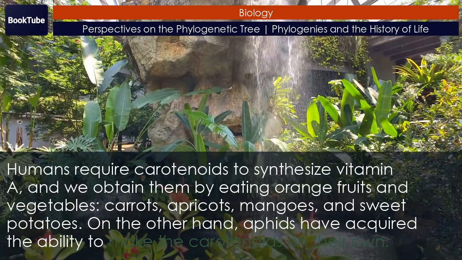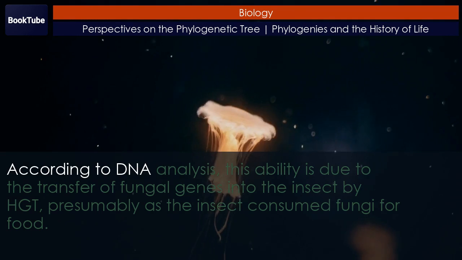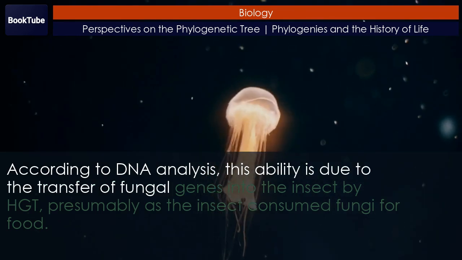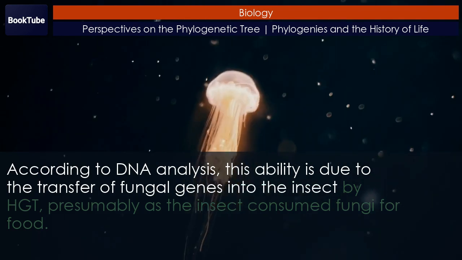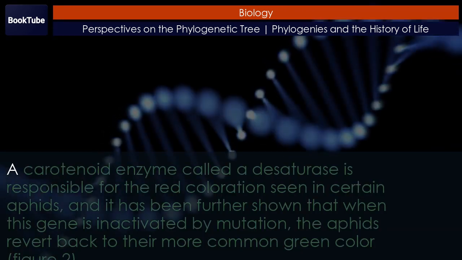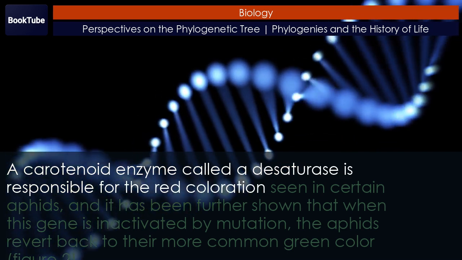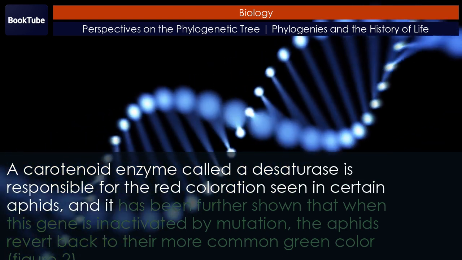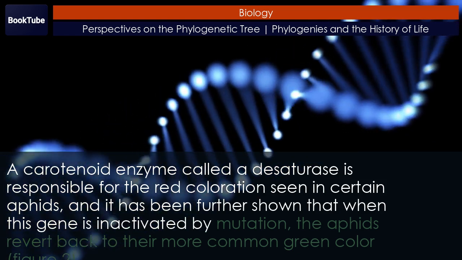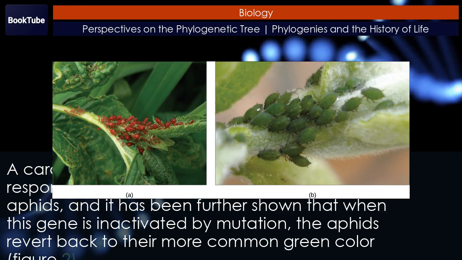On the other hand, aphids have acquired the ability to make the carotenoids on their own. According to DNA analysis, this ability is due to the transfer of fungal genes into the insect by HGT, presumably as the insect consumed fungi for food. A carotenoid enzyme called a desaturase is responsible for the red coloration seen in certain aphids. And it has been further shown that when this gene is inactivated by mutation, the aphids revert back to their more common green color. Figure 2.